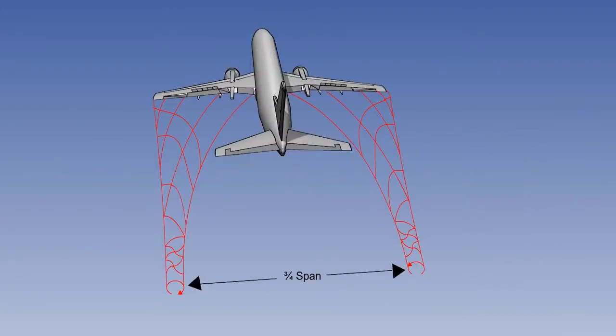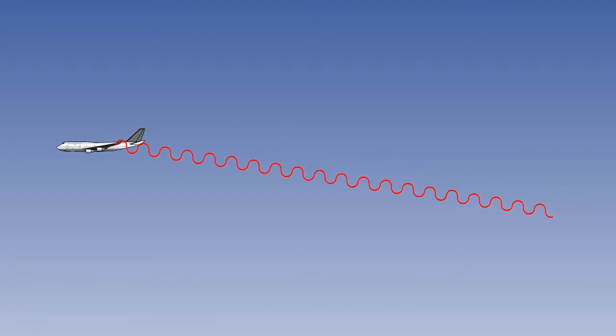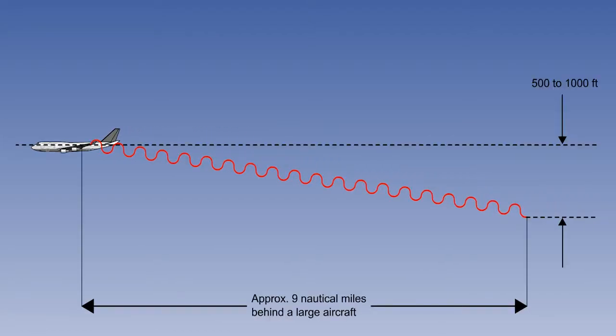Typically, the two wingtip vortices remain separated by about 3/4 of the aircraft's wingspan, and in still air will sink slowly and level off, about 500 to 1,000 feet below the aircraft's flight path. There is evidence that a helicopter will produce stronger vortices than a fixed-wing aircraft at the same weight and speed. Behind a large aircraft, the vortex wake can extend as much as 9 nautical miles.